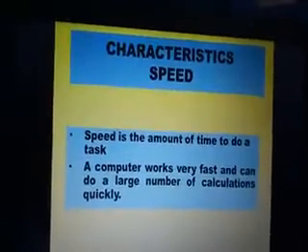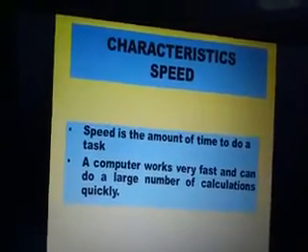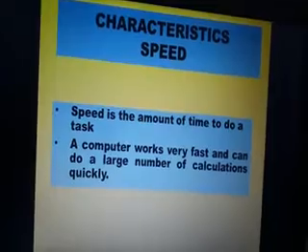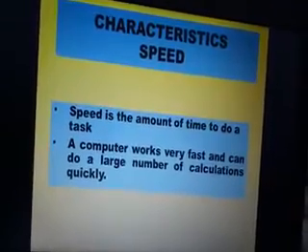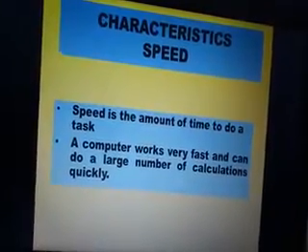The next characteristic is speed. Speed is the amount of time to do a task. A computer works very fast and can do a large number of calculations quickly.